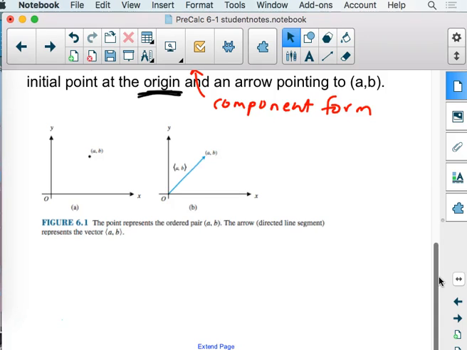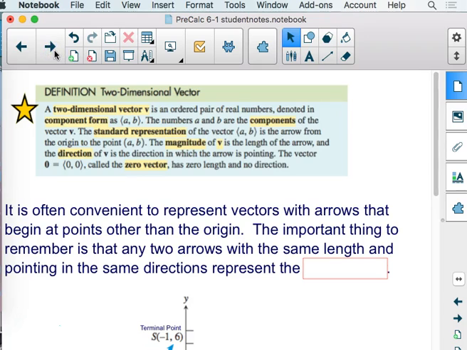So the point represents the ordered pair AB right here, but if we make it a vector, then we change that notation and put it into that component form notation. So what do we do with all this? Well, this is definitely two-dimensional. We have an X for the horizontal and we have a Y for the vertical. An ordered pair of real numbers denoted in that component form. The numbers A and B are the components of the vector. This is how far we go right and left. This is how far we go up and down.